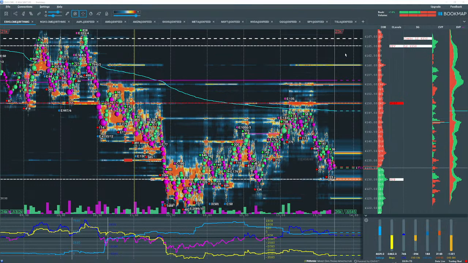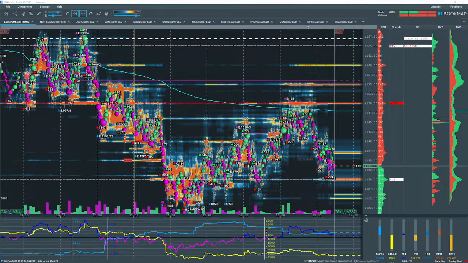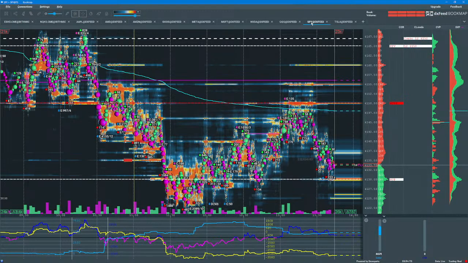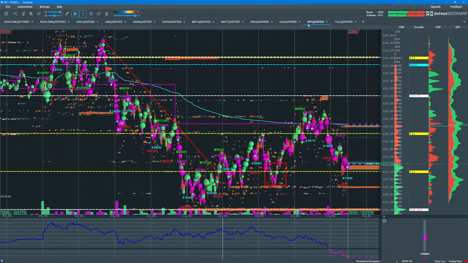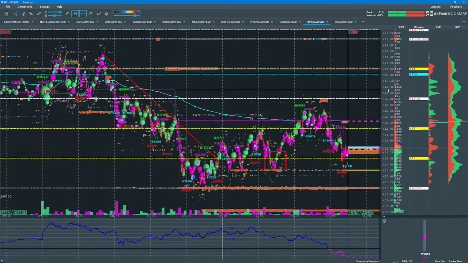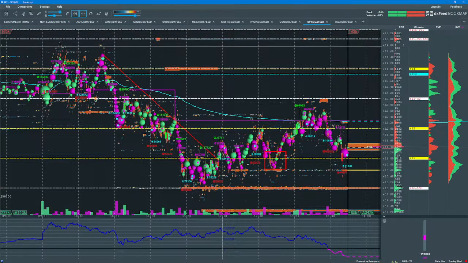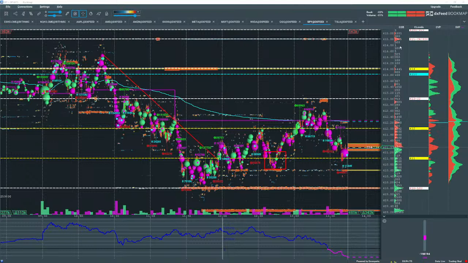All right, and we can just take a look at SPY. And these levels are pretty close to correct. So there's the 4150 level. There's the 415. So this is the SPY 415 level. That's the call wall and the key gamma strike.